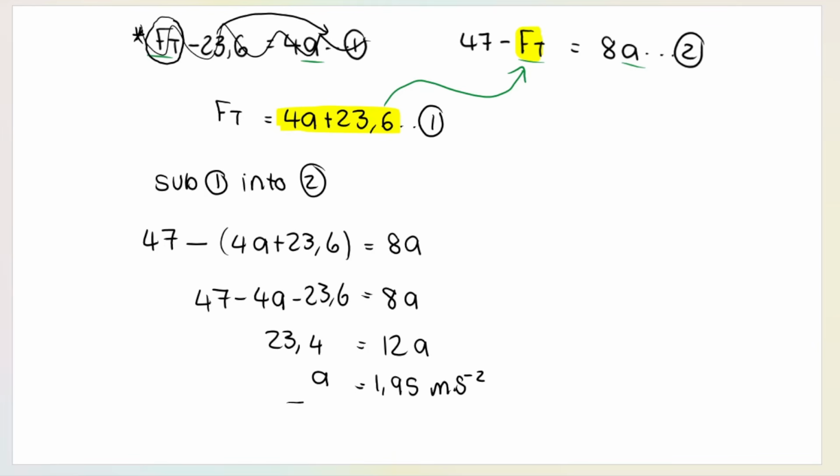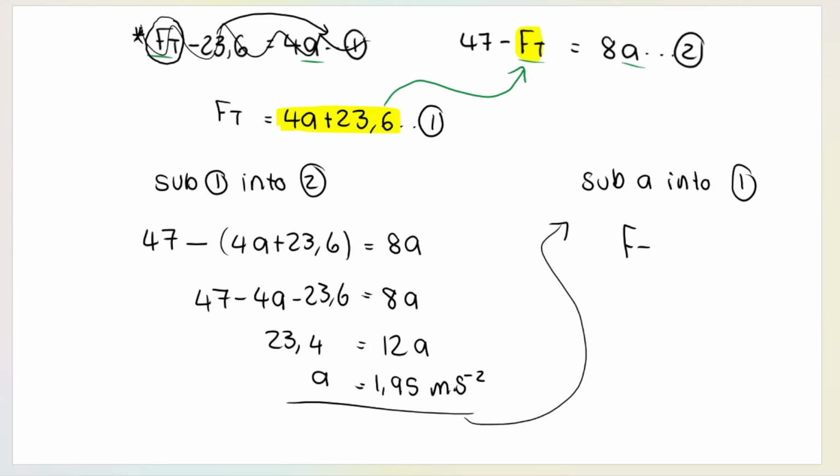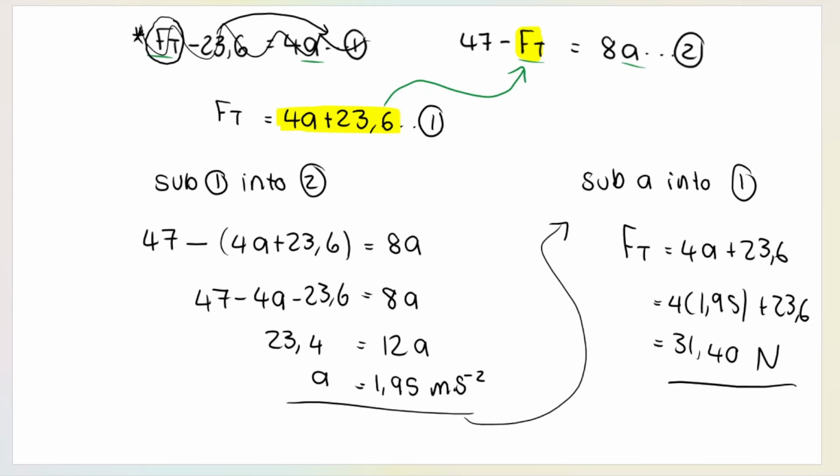And then you still have to substitute that into one of the equations. So let's say sub a into equation 1. So you use equation 1, and in the place of a, you put 1.95 and you solve. You will get exactly the same answer as we got when we did the elimination method, which is 31.40 Newton. Just remember to include your direction.